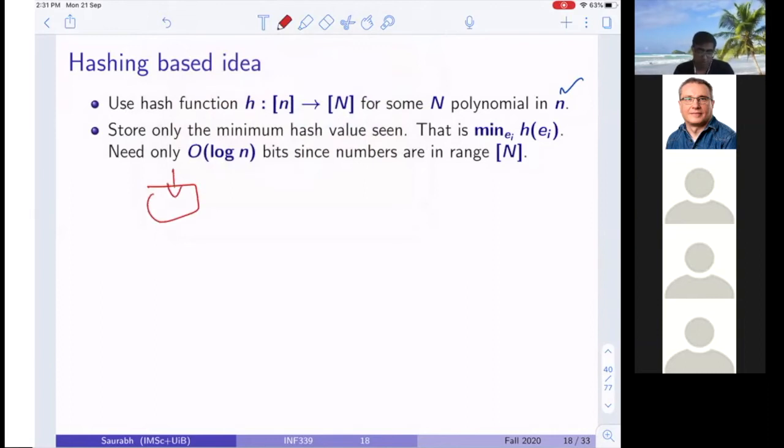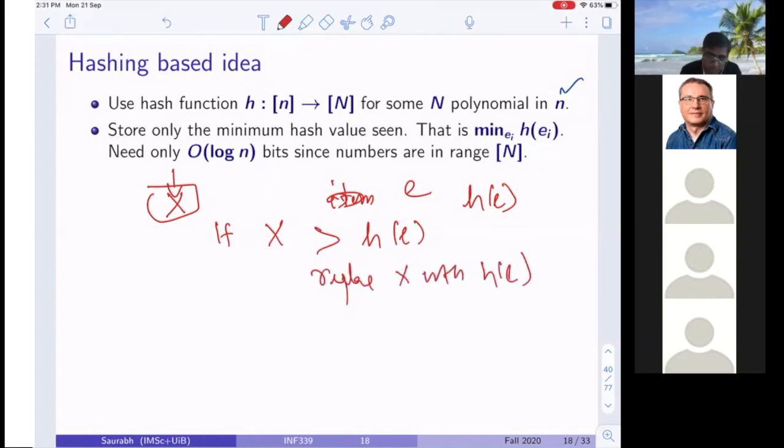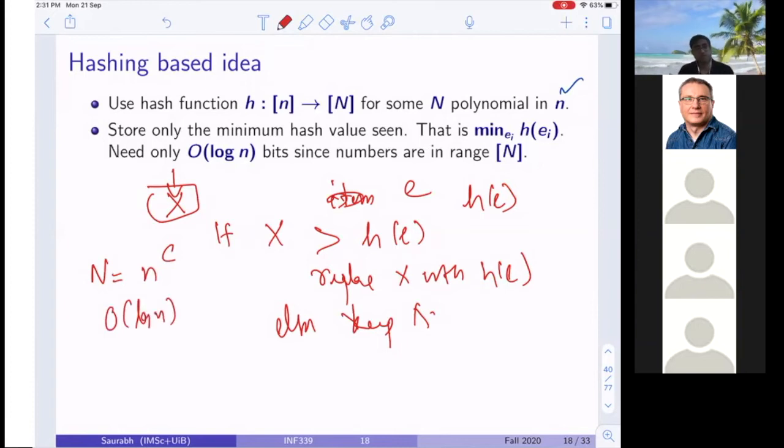At any point of time, when an element E comes, I look at h of E, and suppose this is my x. I check if x is greater than h of E; if so, replace x with h of E, else keep x. That's it. So I'm just going to keep one number within this range. Since N is some n to the power C, order log n bits are enough for us to keep this. So is the algorithm clear?